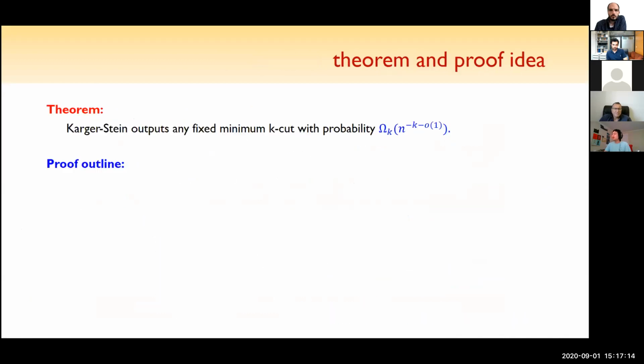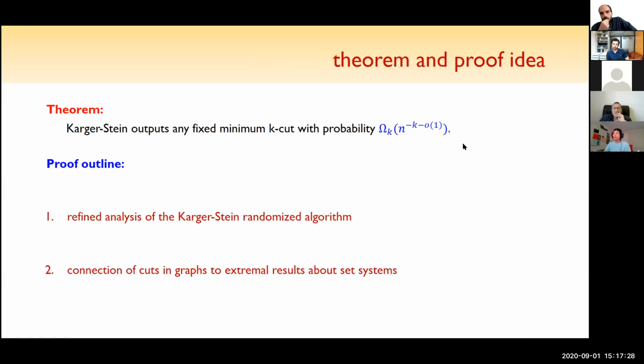Okay. So now we'll proceed to the theorem and the main proof idea. So again, the theorem restatement is that the Karger-Stein algorithm outputs any fixed min k-cut with probability at least 1 over n to the k. So our proof will have two main steps. The first step is a refined analysis of the Karger-Stein randomized contraction algorithm. And the second step is a connection from cuts in graphs to extremal set theory in combinatorics.